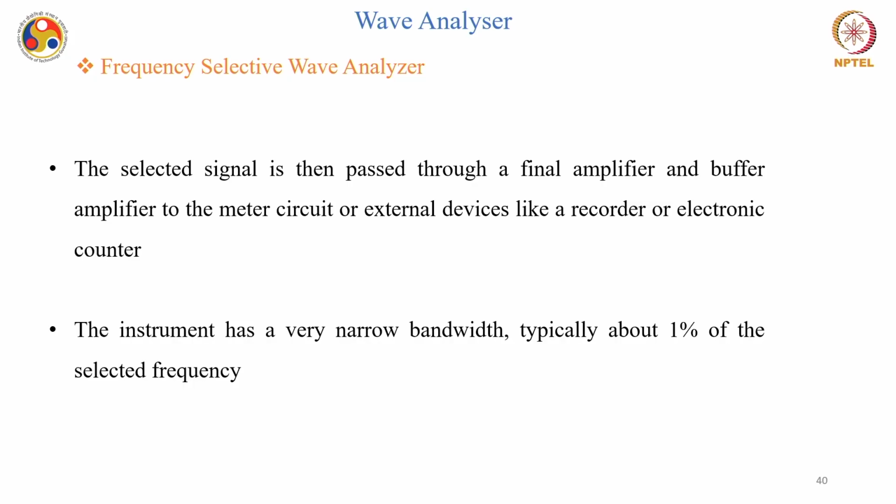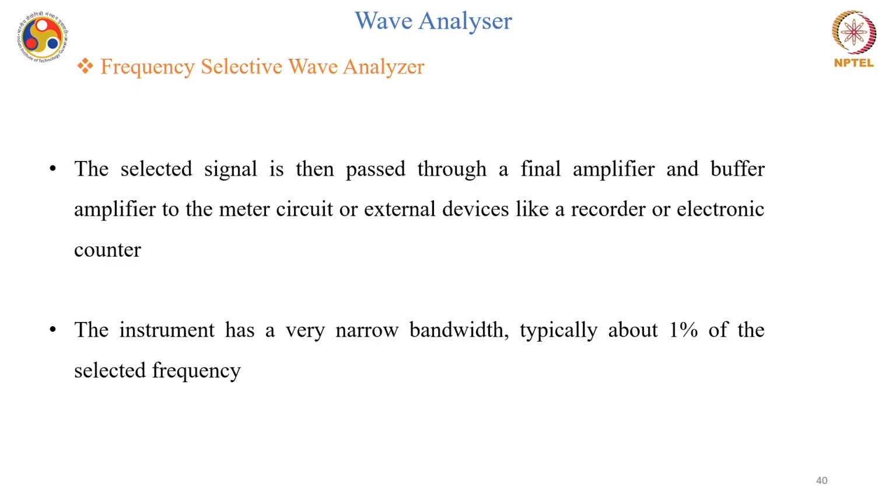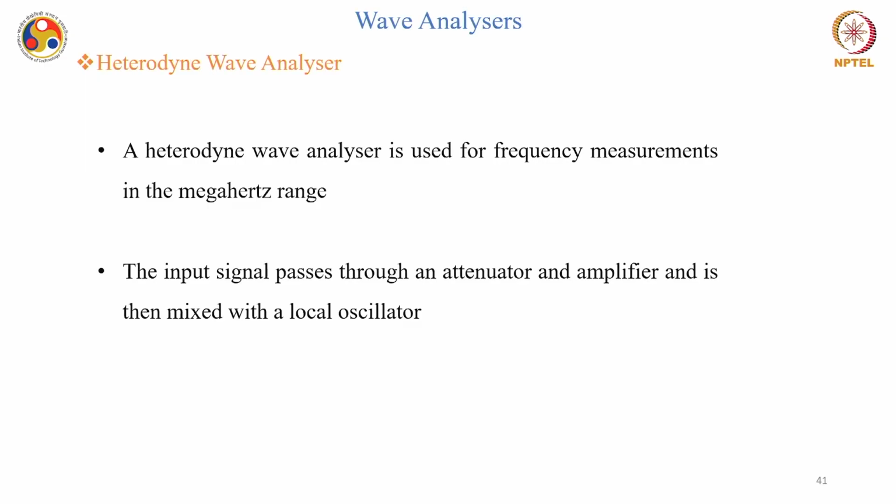The selected signal or selected frequency is then passed through a final amplifier and a buffer amplifier to the meter circuit or external devices like a recorder or electronic counter. The instrument has a very narrow bandwidth, as we have seen, typically about 1% of the selected frequency. So, this is how a frequency selective wave analyzer works and achieves this level of narrow bandwidth. Now, this is the story of low frequency, where you can operate from 20 Hz to 20 kilohertz, but I have mentioned that a wave analyzer can be used even for 20-30 megahertz signals also. For those kinds of signals we use heterodyne wave analyzers, which can be used over a megahertz range.